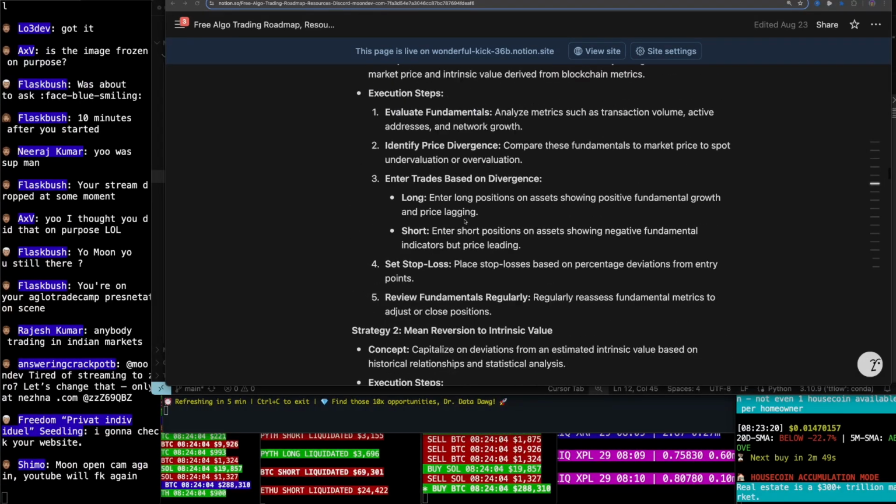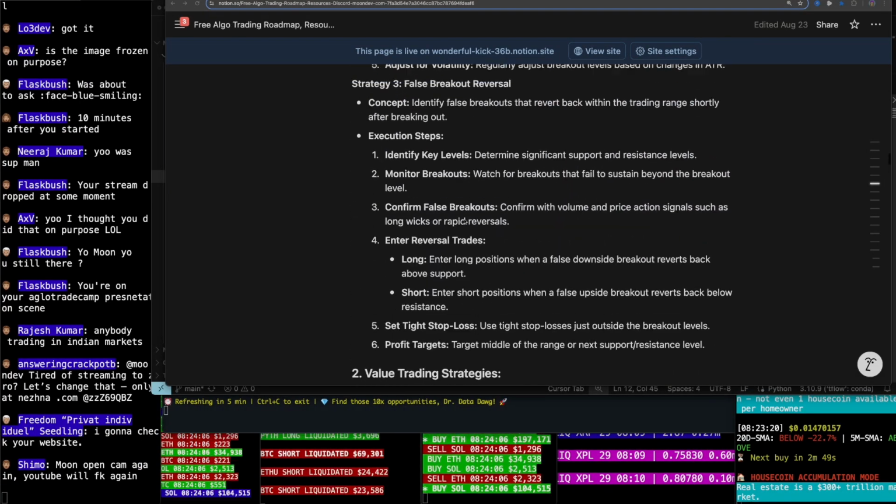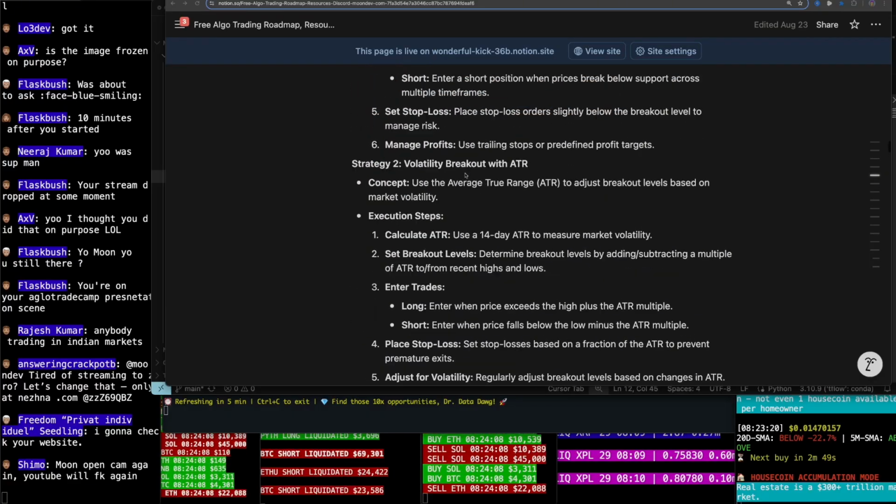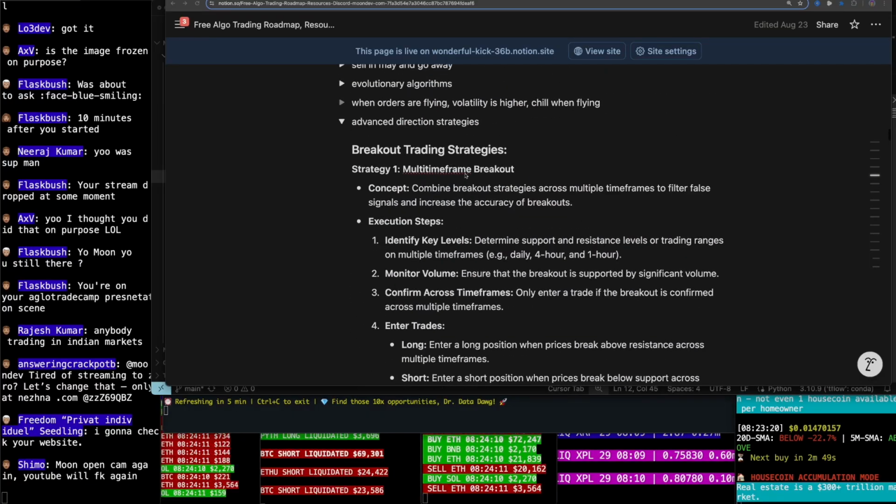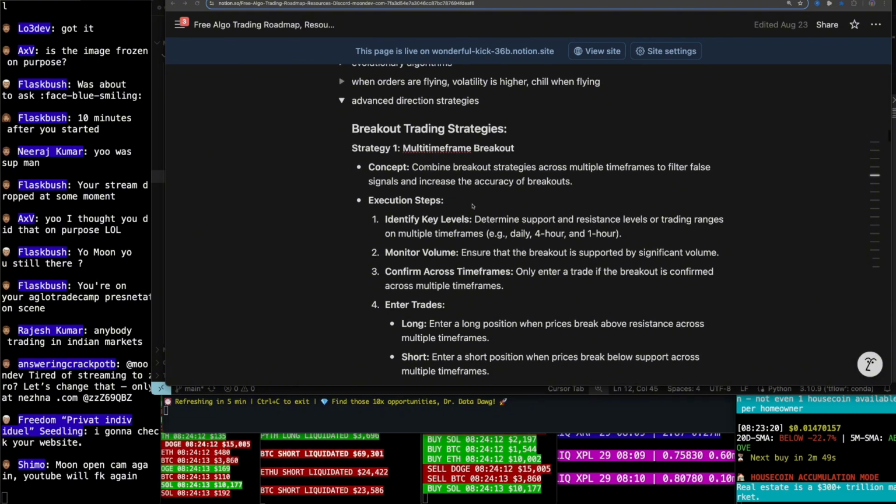All right, so I'm going to dive in and just test some of these. I'm going to backtest some of these strategies that I have written on this README or on this Notion page. They are all available for free at the link in the description.